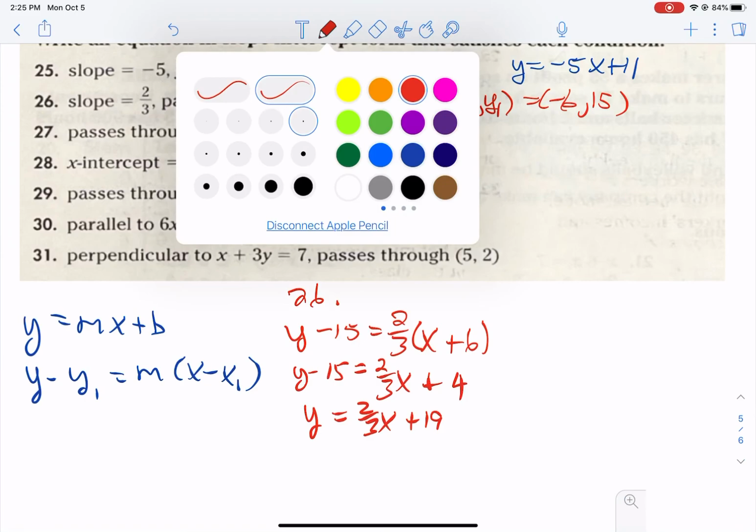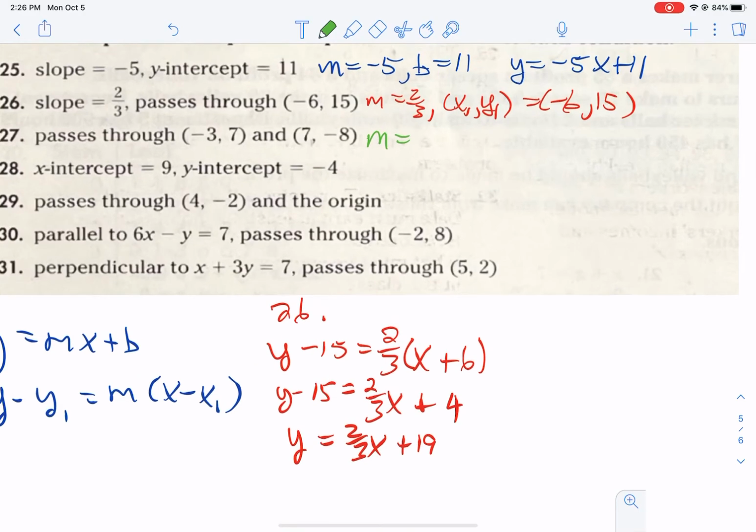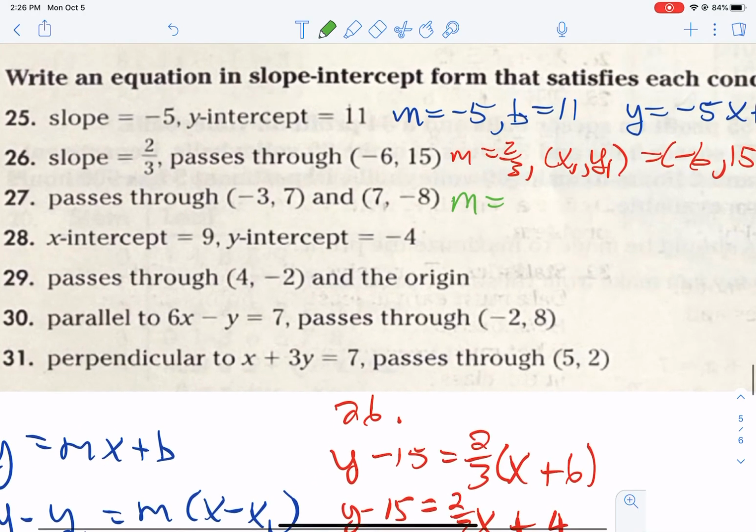Now let's look at 27. Now the problem with 27 is they did not tell us the slope. Either equation that I've written in blue on the side, you have to have the slope. So the first thing I want you to do for 27 is find that slope.